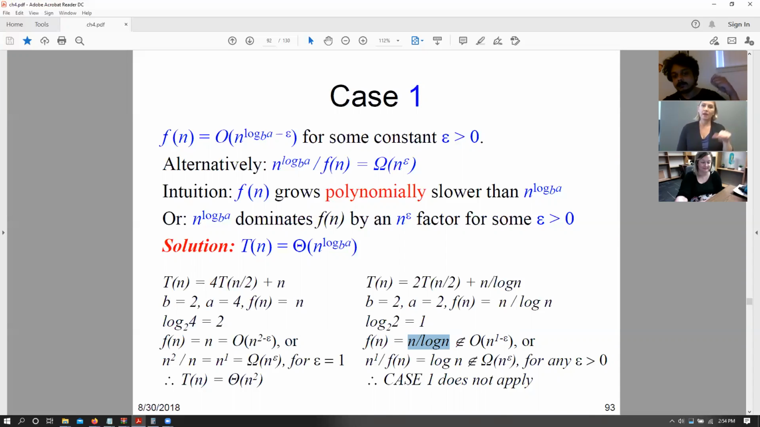Another reason why we cannot apply this particular master method to an equation such as this, where the merging complexity is n by log n, is because this is not a polynomial function. Usually, the master method can be applied to those cases where your merging function, or your combining function, is essentially some sort of a polynomial function. We'll look into a case where we can also work with log n values, but never with divide by log n values.